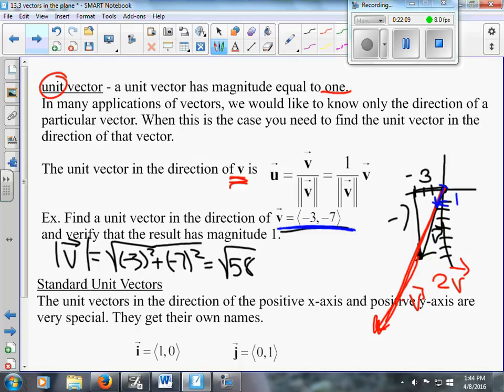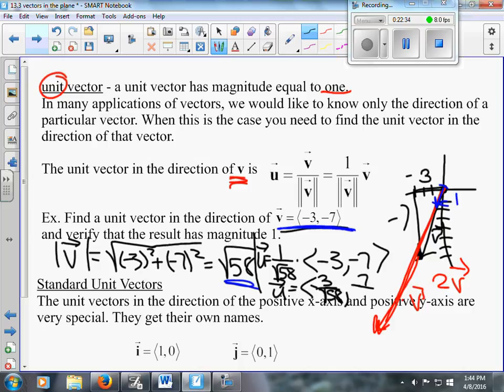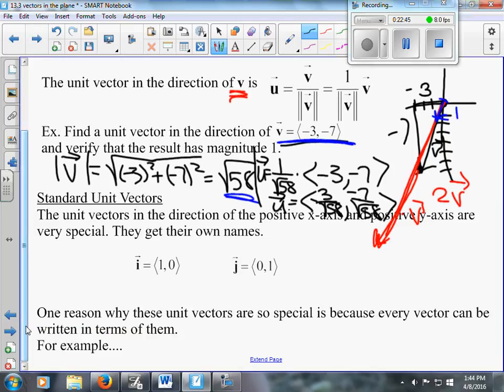Okay, and so one reason why these unit vectors are so special is because every vector can be written in terms of them. So let's go back to that vector v, who was -3, -7. In standard position, remember he pointed left 3, down 7. And so from tail to head, or initial point to terminal point, this was v. Remember, we found the unit vector by scaling it back. But if you think about how vectors add geometrically, if I were to just go 3 left, and then after that go 7 down, well, I would have a resultant vector of the vector v, -3, -7.